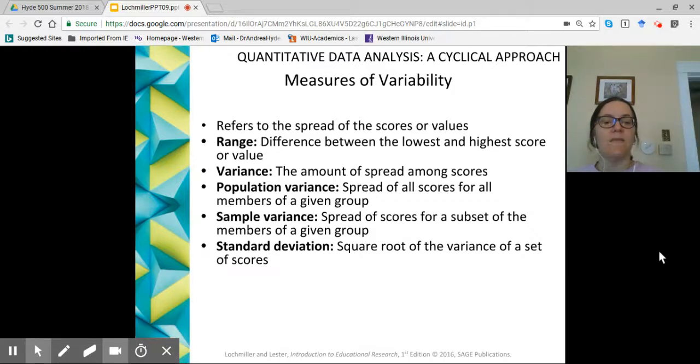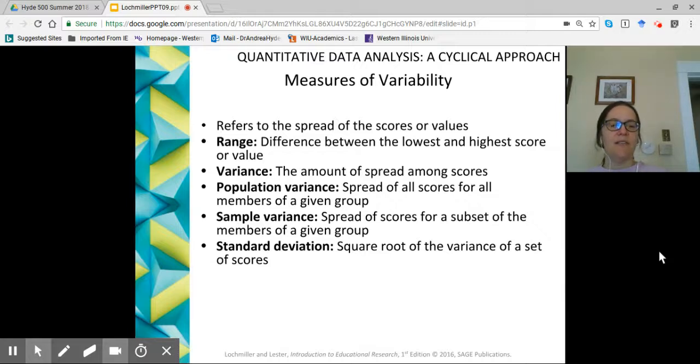if you look at variance, here's another term that means the amount of spread across the scores. So how far the scores are from each other. Population variance means the spread of all scores for all members of a given group, and sample variance means the spread of the scores for just a subset of the members of a given group. And those might be meaningful depending on what you want to talk about.